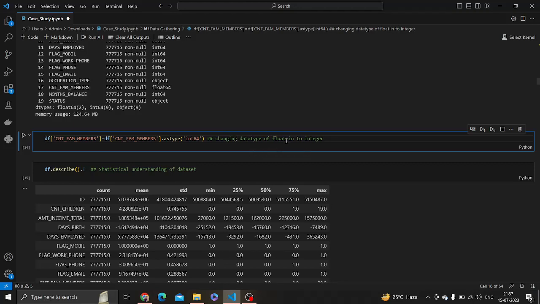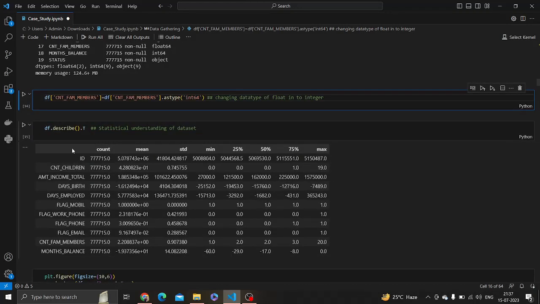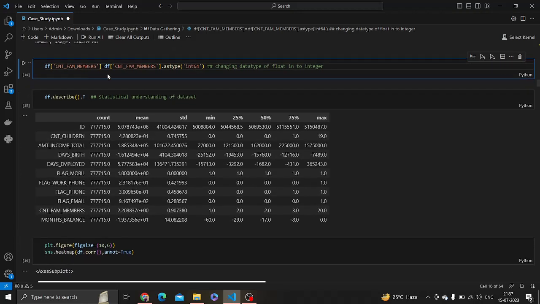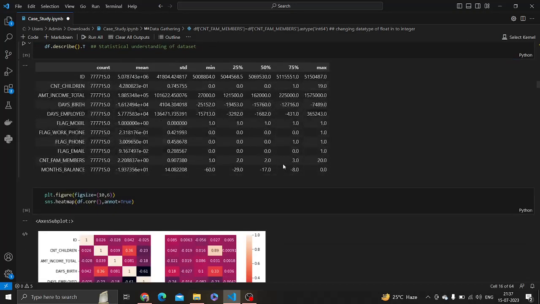Changing data type of float into the integer. Okay. Then checking the description of it, like a statistical understanding of it. What is the count and mean and standard deviation, minimum value, 25th percentile of this particular data, 50% of this particular data. 50% is nothing but we can say the median of the particular data. Okay, that is a maximum value, and this is 75th percentile value of that particular data.